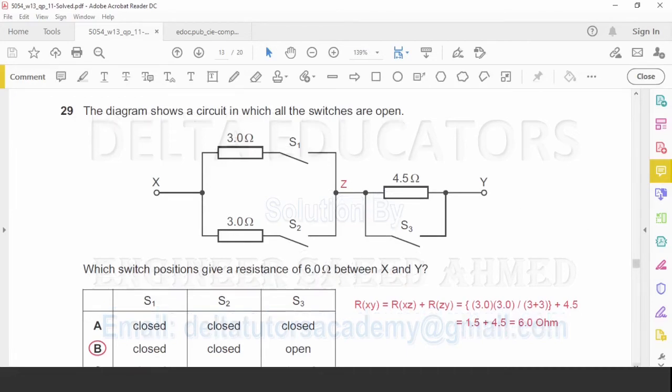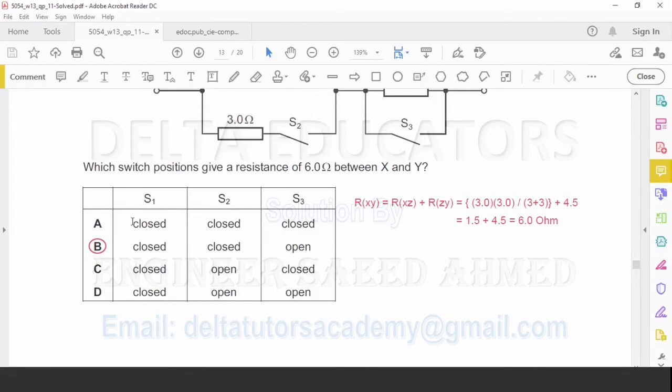Now we check the options. The same answer is given here in option B. The switches S1 and S2 we have to keep closed, whereas this switch S3 we have to keep open. So the correct option is option B.